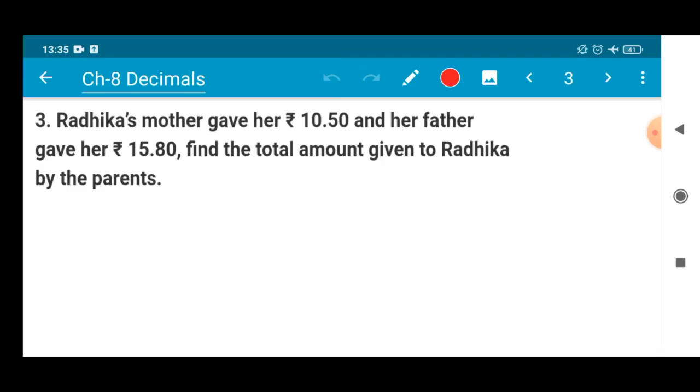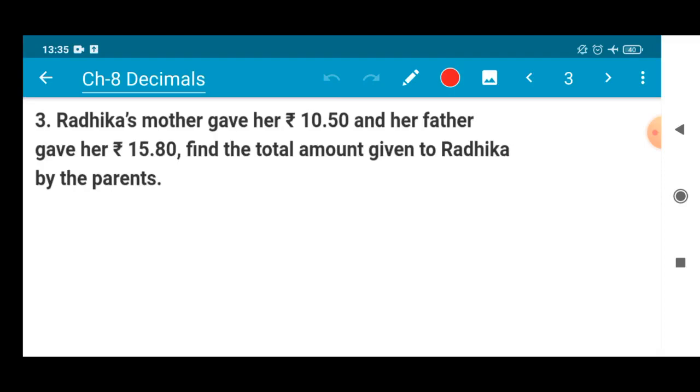Okay, let's do question number 3. Radhika's mother gave her rupees 10.50 and her father gave her rupees 15.80. Okay, find the total amount given to Radhika by the parents. Very simple question it is. So again we have to follow the word statement here. Radhika's mother gave her 10.50 and her father gave her rupees 15.80. So the total amount given by Radhika's parents.